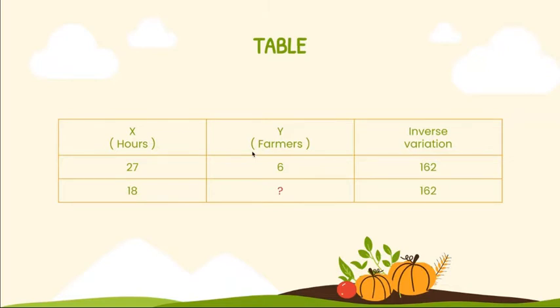Table. This table represents x hours, y farmers, and inverse variation. The farm can be replanted within 27 hours by 6 farmers. 27 multiplied by 6 equals 162. And now we need to find how many farmers to replant the farm within 18 hours. The inverse variation must be 162.